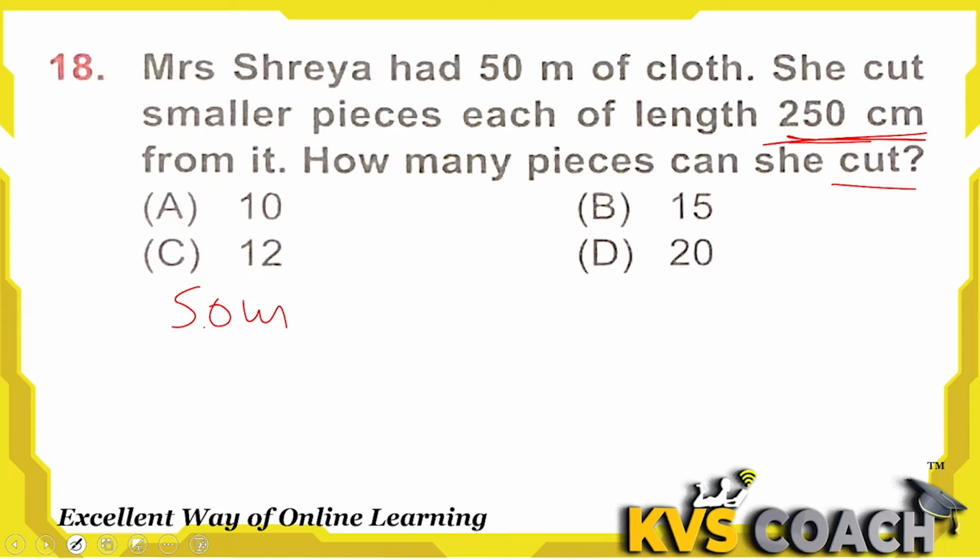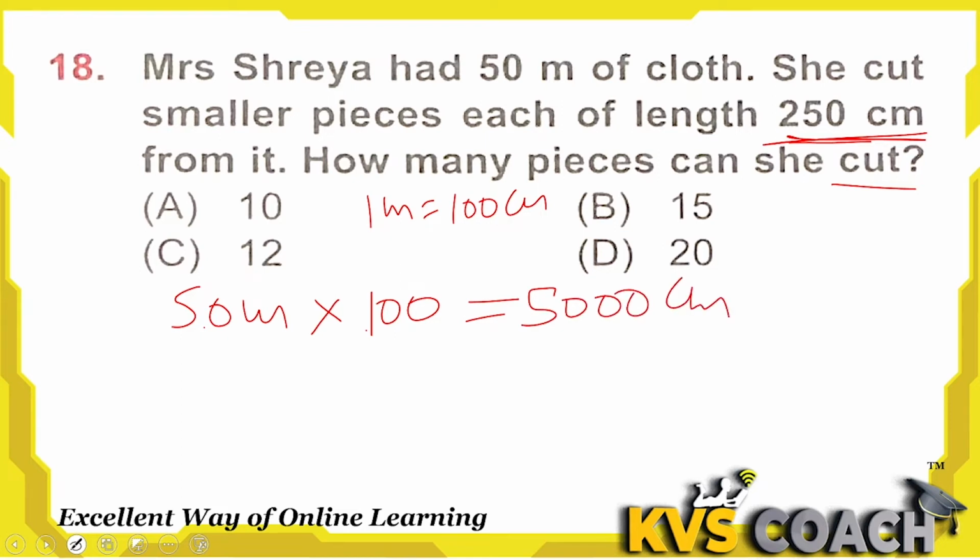So we will change this into centimeter first. So 1 meter is equal to 100 centimeter. We know that. We will multiply it by 100, then we will change it to centimeter. It will be 5000 centimeters. Now she has to cut into 250. Then we will divide and check how many pieces she can cut.